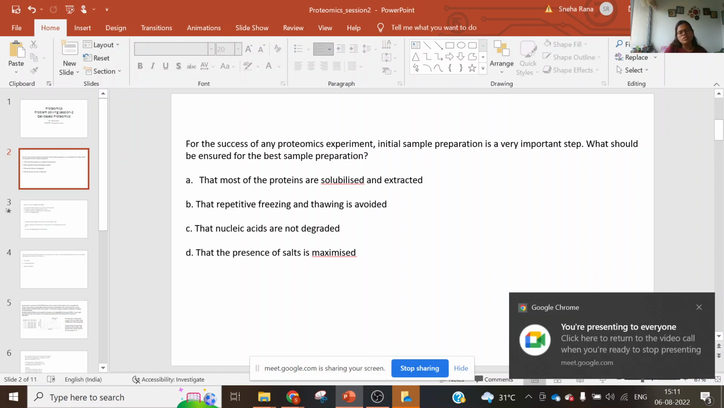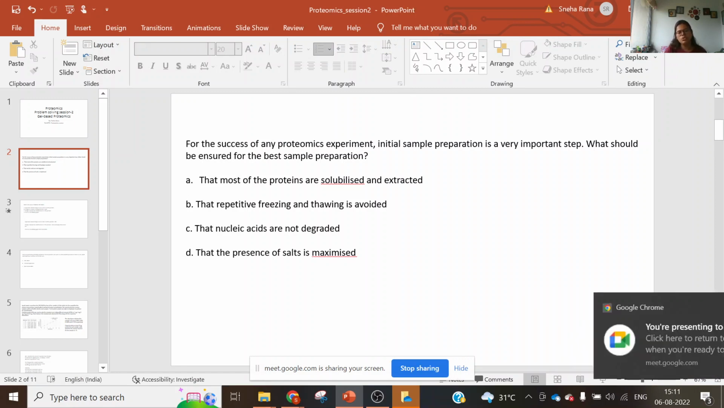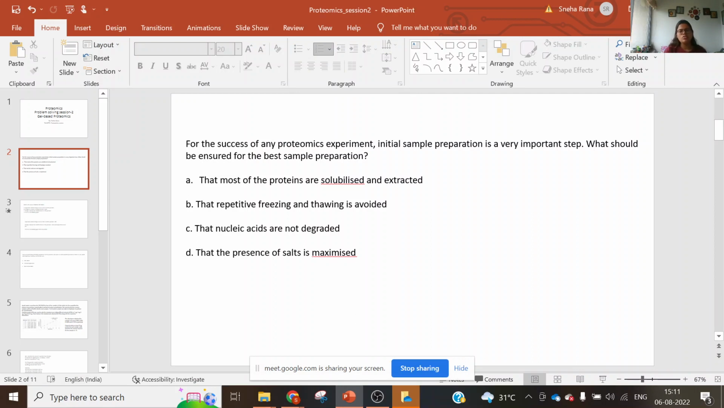So the first and most important is that most of the proteins are solubilized and extracted. Okay, so you're performing a proteomics experiment. Your target is the whole complete proteome present in any biological sample. So most of the protein should be solubilized and you should get as many proteins as possible in your extraction process. Second is freezing and thawing. It should be avoided, as I mentioned, because it can degrade your proteins of interest. These two are very important steps in sample preparation.